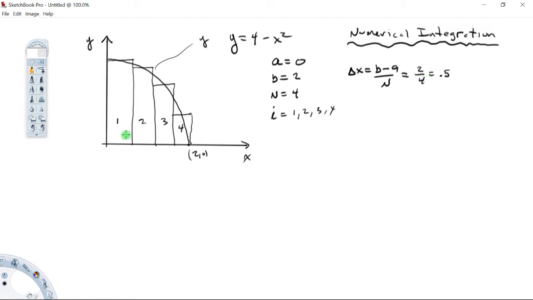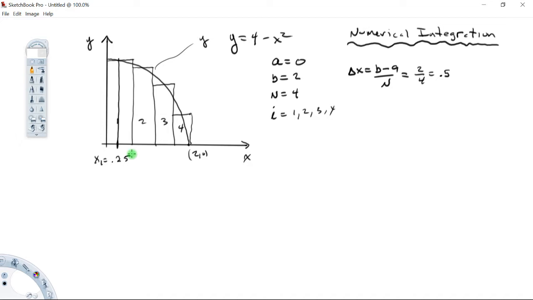Now, to calculate the area of that first rectangle, what we need is its height. It's very important to realize the height of that rectangle is the function value applied at that location. I'm going to call that value x1. That's the x value I need to get the height for that rectangle. You'll notice that from here to here is delta x, so that value is halfway there. So that value is 0.25. I'm just going to write that down and move on.